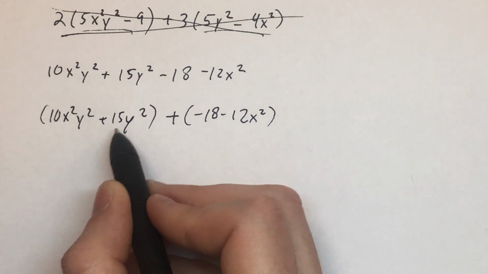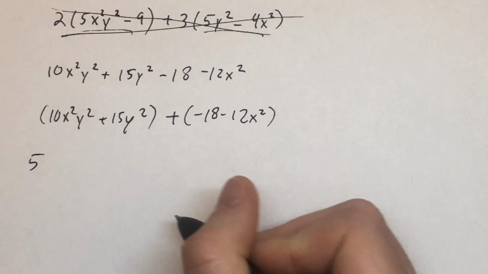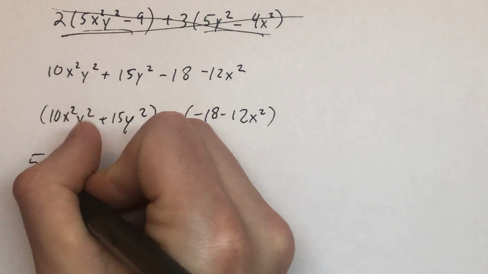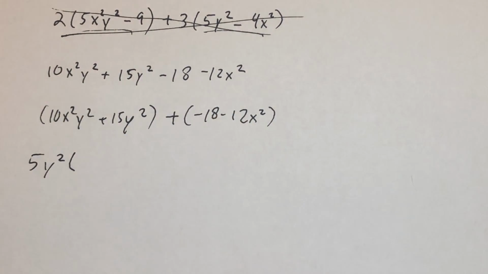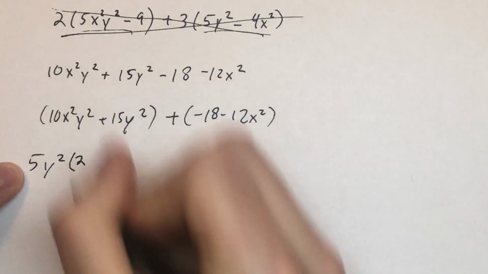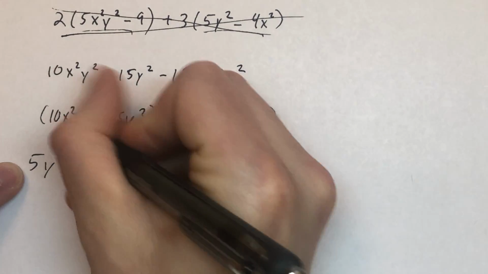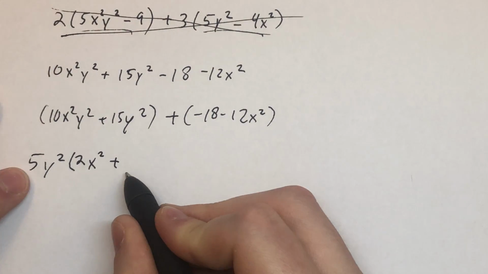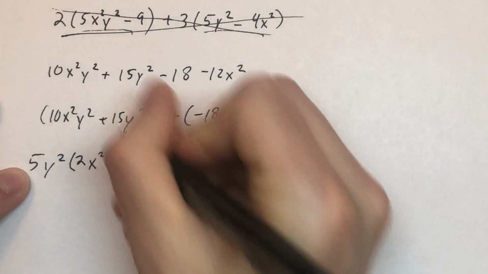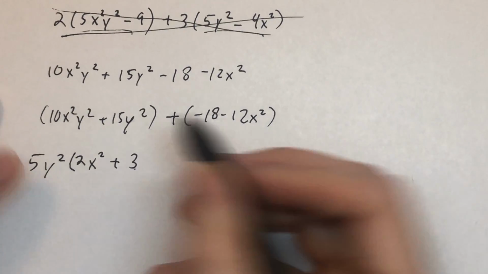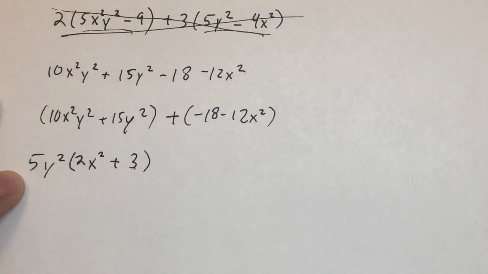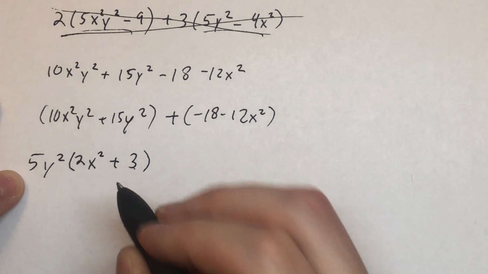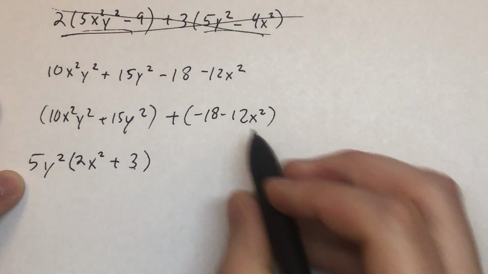Now for GCFs, between 10 and 15, we got a 5 in common. No x's, but we got a y squared. So 5 times 2 to get to 10. We still need all those x squareds, but y squared has been factored out. Plus 5 times a 3 to get 15, and that is all the y squareds that were there. So that's what's left. Moving on to the next set of terms.